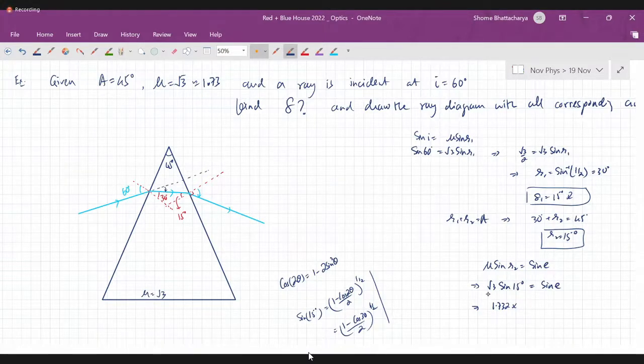So sine 15 is approximately 0.26. From this E will come out to be sine inverse of about 0.45, which will be approximately 26.6 degrees.